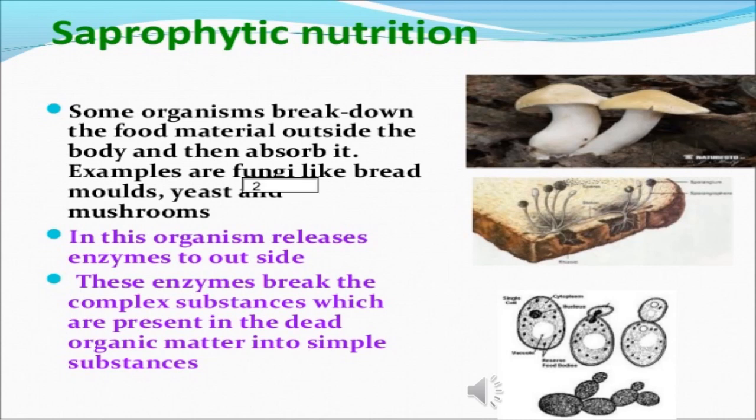It is sometimes whitish in color, but some plants can have bright colored flowers also. You can see the pictures which are given. Mostly they come under dark gray shades or white shades. So let's see what is given in saprophytic nutrition. Some organisms break down the food materials outside the body and then absorb it. Examples are fungi like bread molds, yeast and mushrooms. In this, the organism releases enzymes outside. These enzymes break the complex substances present in the dead organic matter into simple substances.